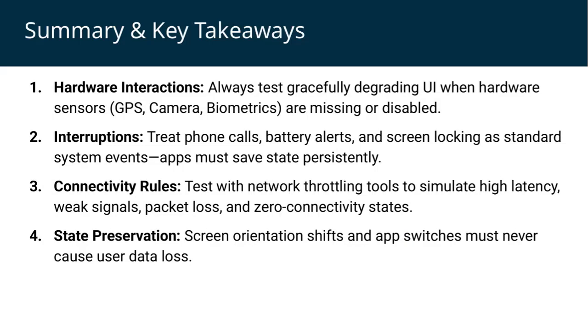When we design for hardware interactions, it's crucial to test how our app behaves when sensors like GPS, camera, or biometrics are missing or turned off. We need to handle interruptions, like phone calls or battery alerts, as normal system events, making sure the app saves its state every time. Connectivity can be unpredictable, so we simulate weak signals, delays, or even no connection at all. And finally, changing screen orientation or switching apps should never cause users to lose their data. These are the key takeaways to keep our apps reliable and user-friendly.